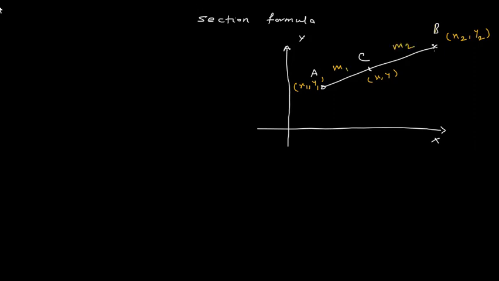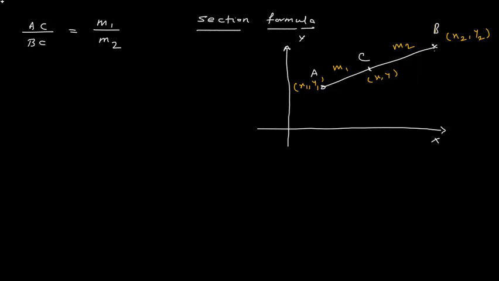So here we are given AC upon BC is equal to m1 upon m2. Now with the help of this ratio, I will try to find out the coordinate of this point C which divides AB. What we are going to do here is find the value of x, y. The formula which we derive, that formula we call the section formula.